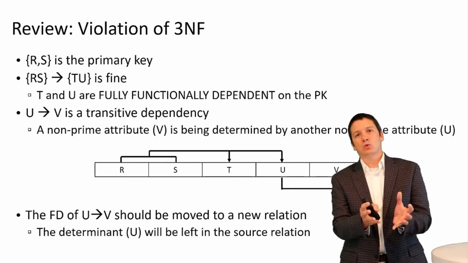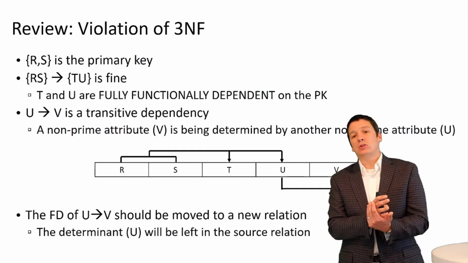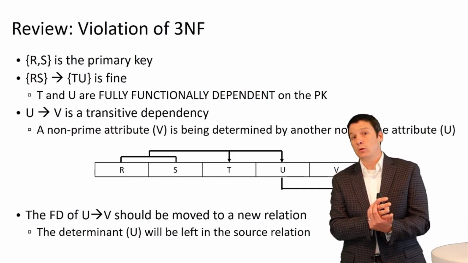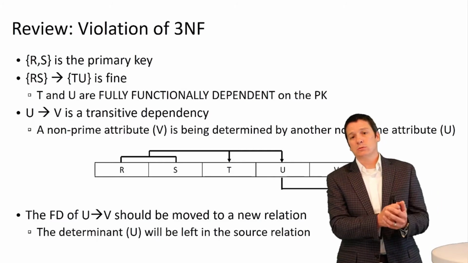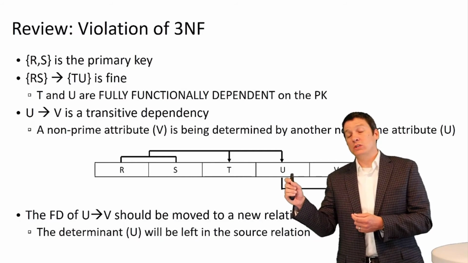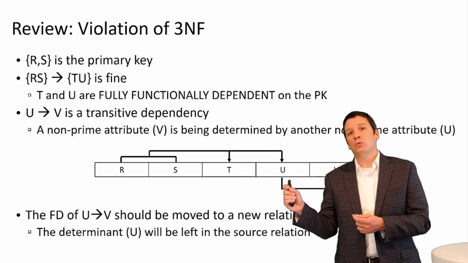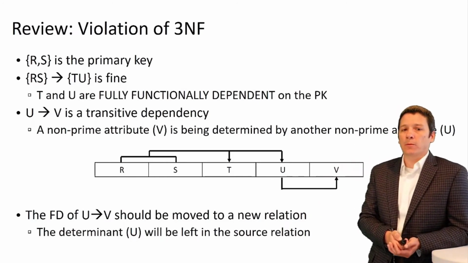And then in the original relation, we're going to leave behind the determinant, in this case U, and that's now going to be a foreign key that refers to U, which is now a candidate key in the new relation that we just created to resolve this third normal form violation.